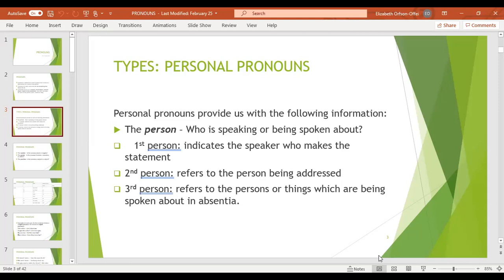And when it comes to the person, we can have the first person, which shows the individual who is doing the talking. Then we have the second person, and this refers to the one that the first person is talking to, okay? So first person is talking to second person. And then the third person refers to the person or things which are being spoken about in absentia. So the third person is not present, but he or she is being spoken about, or it is being spoken about. So the first person talks to the second person about the third person. That is what the person represents in personal pronouns.